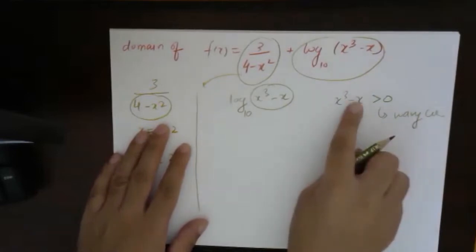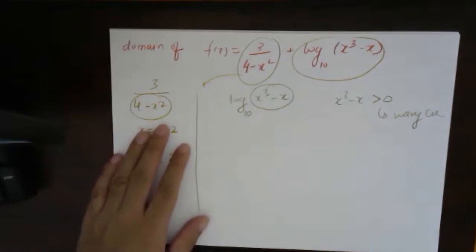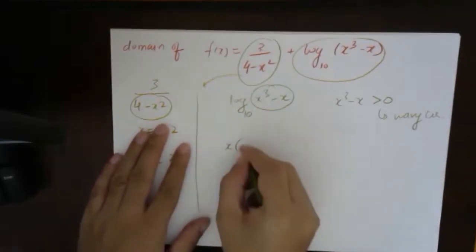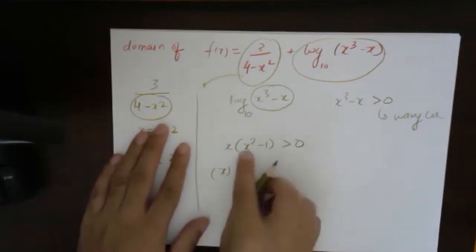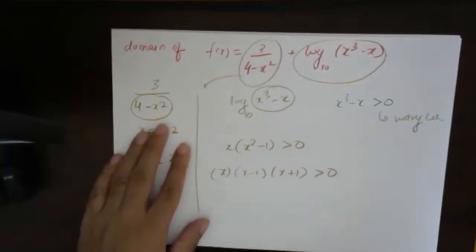Okay. So what we can do? Yeah, now it's correct. I think by mistake you wrote 4. So in this, what we'll do? We'll take x common. So this is x times x square minus 1 should be greater than 0. Then we'll factorize this further. So this is x into x minus 1 into x plus 1 greater than 0, right?